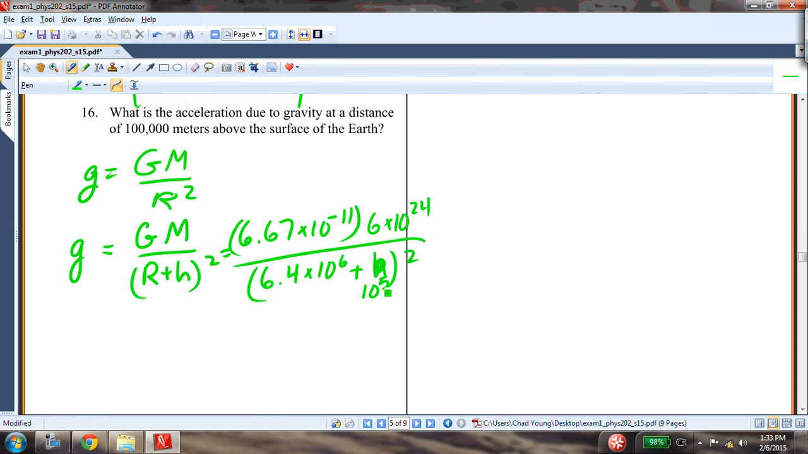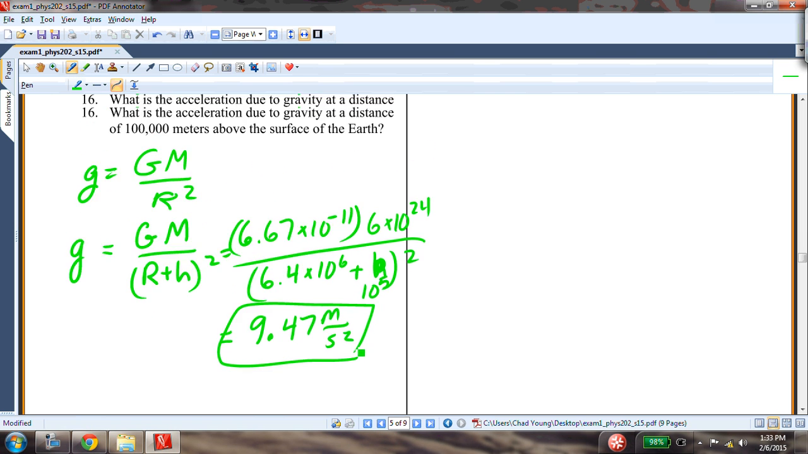All right, so let's see, we get 6.67 times 10 to the minus 11... I get 9.47. So at 100,000 meters above the Earth, we're at 9.47 meters per second squared as our acceleration due to gravity. That's our gravitational field, 100,000 meters above the surface of the Earth.